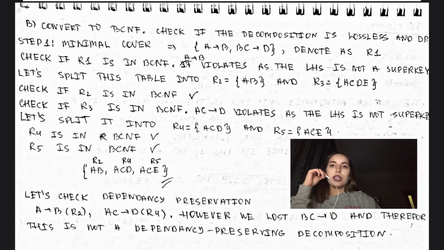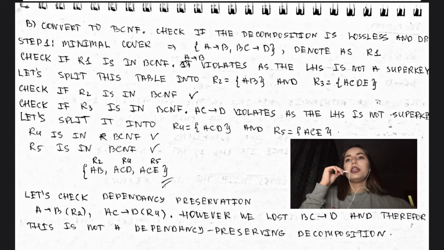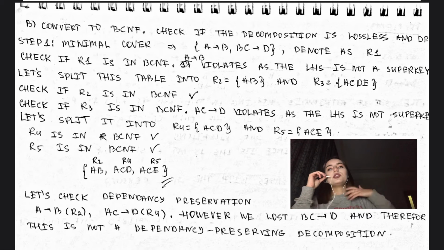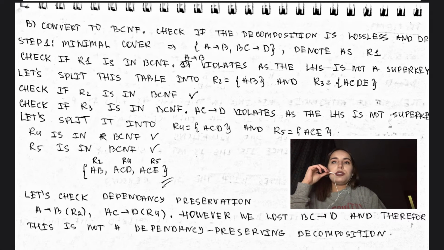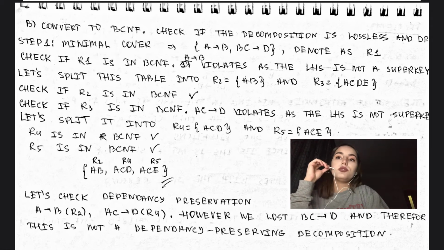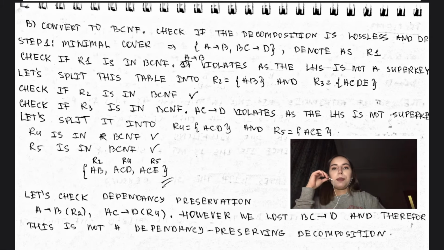So we have to take R3 and split it into two subtables, R4 and R5. R4 is ACD and R5 is ACE. When we check both of these tables, they both satisfy the condition of BCNF. So we have our finalized BCNF form as a set of three subrelations: R2 equals AB, R4 equals ACD, and R5 equals ACE.